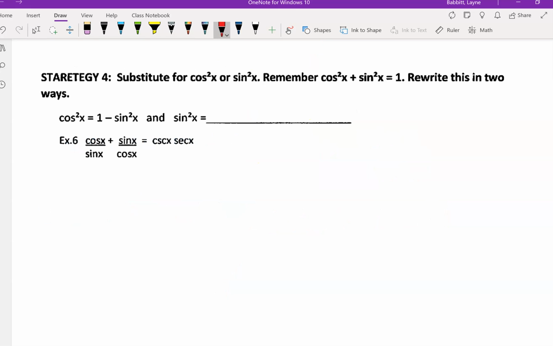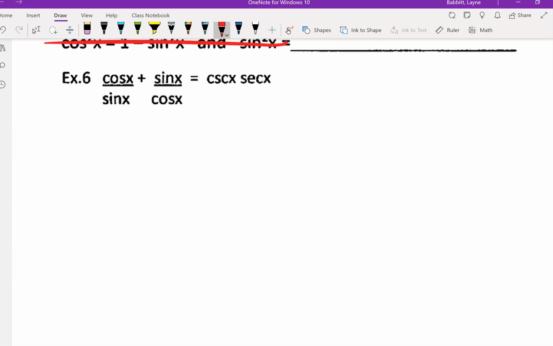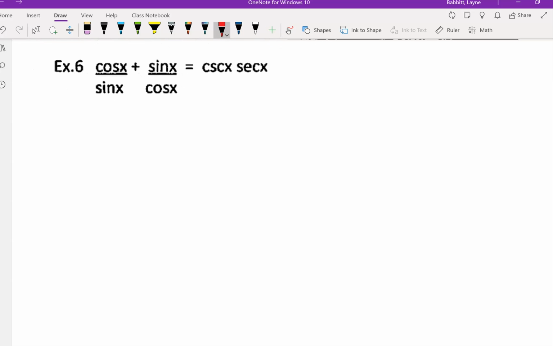For step 4, I'm actually going to switch this. We're not going to use the strategy that we had typed in here. We are instead going to use the strategy of combining fractions. So don't worry about this for now. We're just going to focus on combining the fractions. This is going to involve a little algebra. Remember how to get common denominators in order to add fractions.